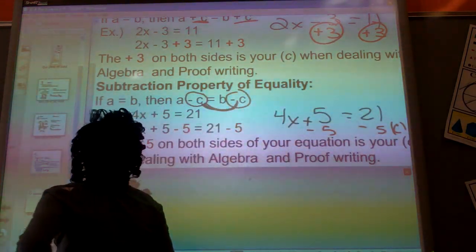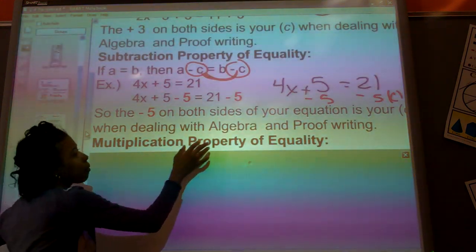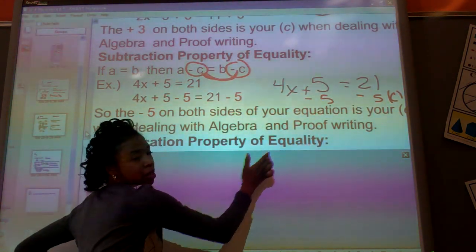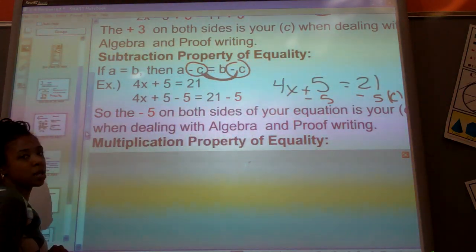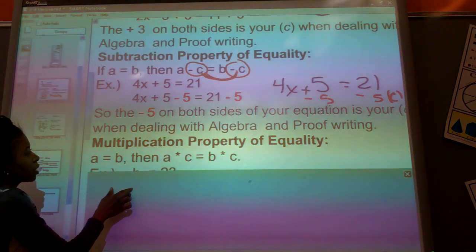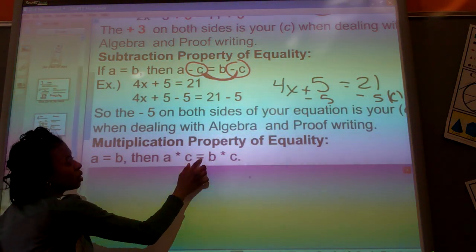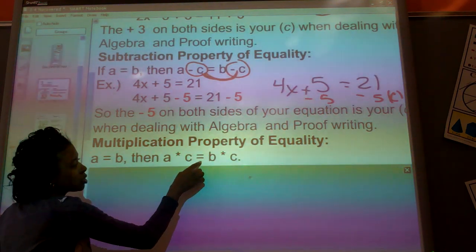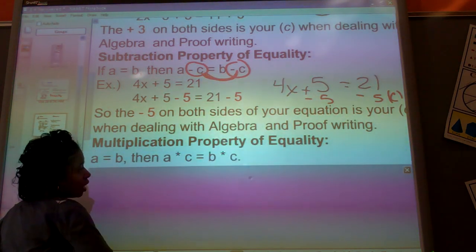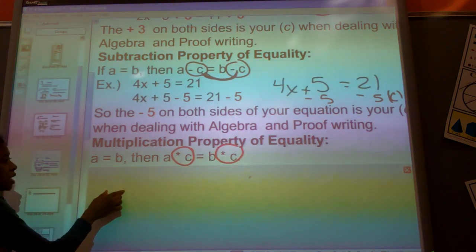Next property is the multiplication property of equality. Notice property of equality, equal. I'm trying to keep both sides of the equations equal. That's why I balance them. In this particular case, if A is equal to B, then A times C is going to be equal to B times C. What I do to the left side of this equal sign must also be done to the right side. This time, I'm multiplying the left and the right side by C.